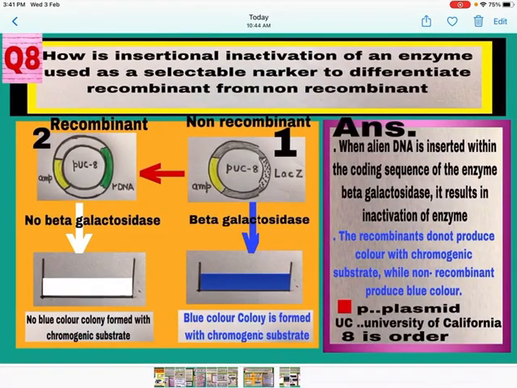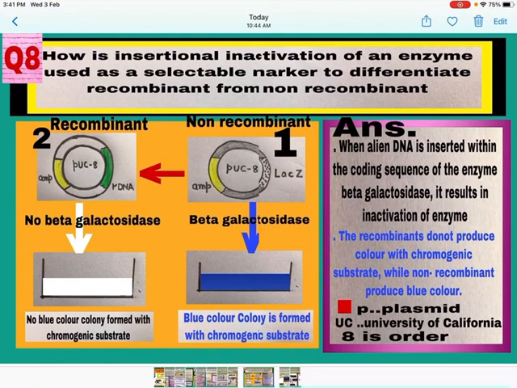See one more cloning vector in question number 8. How is insertional inactivation of an enzyme used as selectable marker to differentiate recombinant from non-recombinant? See diagram 1. It is pUC8 or pUC8 vector. Here p stands for plasmid, UC stands for University of California, and 8 is a number assigned.